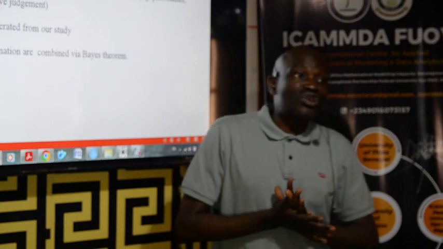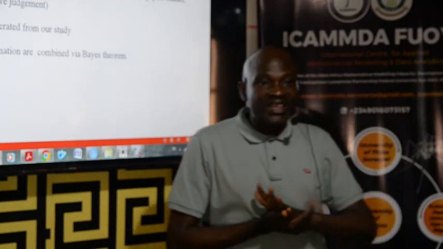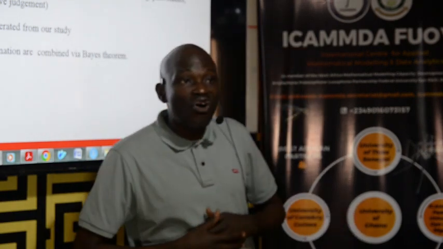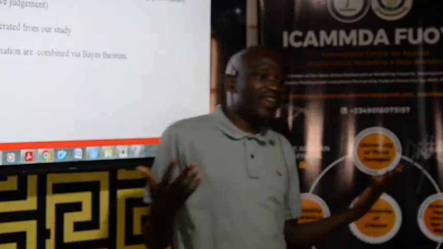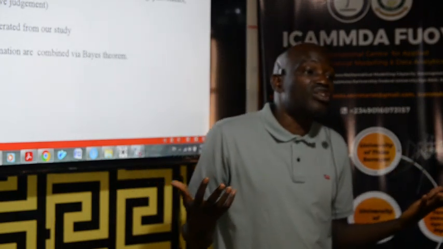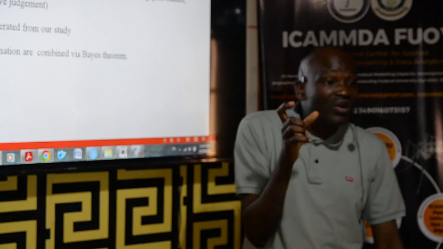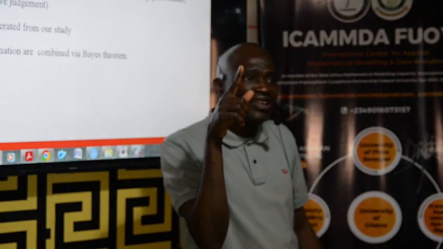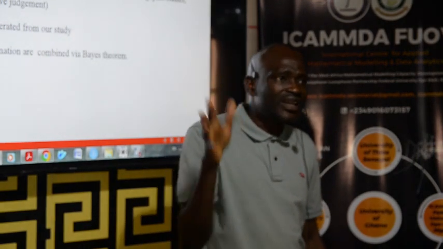These two sources of information are, first, our prior belief about the parameter. That can be derived from past evidence. Maybe somebody has done a particular piece of work somewhere and found mortality to be a certain value. You can also get it from a pilot study, from a similar study carried out elsewhere, or from subjective judgment. You can just say it's likely to be this. And we will see this as we go into the course.